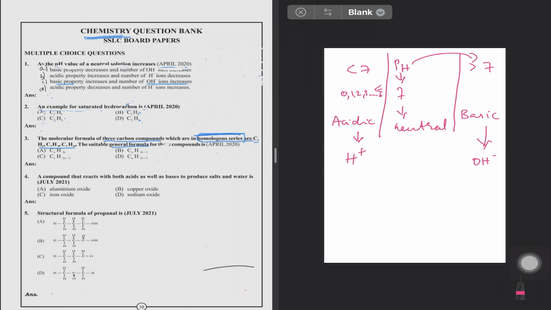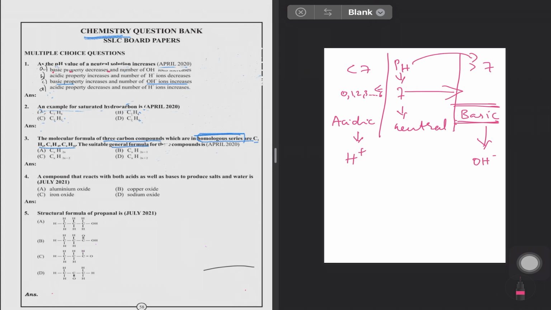Keeping this concept in mind, if we check here, now the neutral solution pH value is increasing. Then it means getting more than 7. So it is moving towards the basic property and it is also increasing. So what happens? Let us check 4 options.